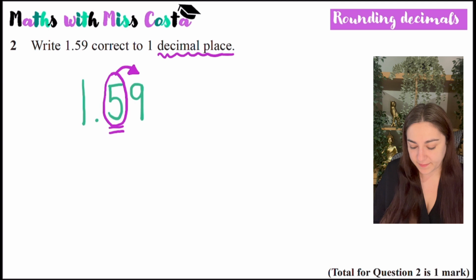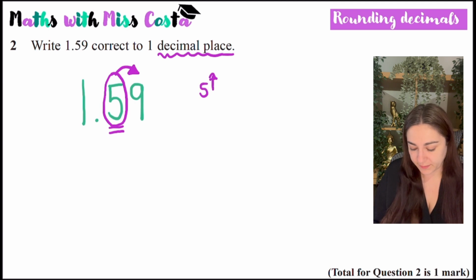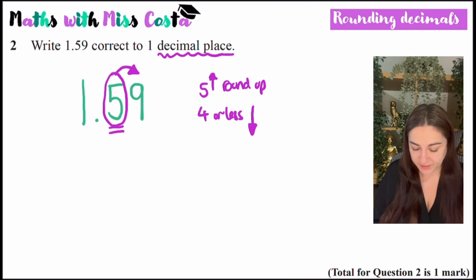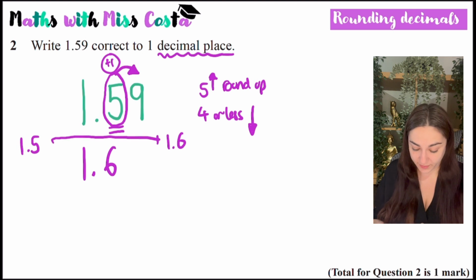I'm going to look at the digit next to it to its right, and if it's 5 or more, I round up. If it's 4 or less, I round the number down. So I'm essentially trying to decide, is this number closer to 1.5 or 1.6? And in this case, the number next to it is 9, so I add 1 to my circled digit, and that becomes 1.6, because it's closer to 1.6 than it is to 1.5.